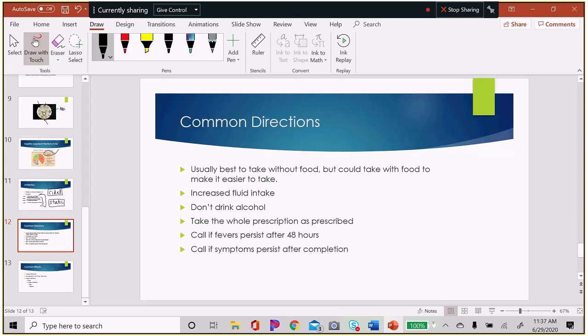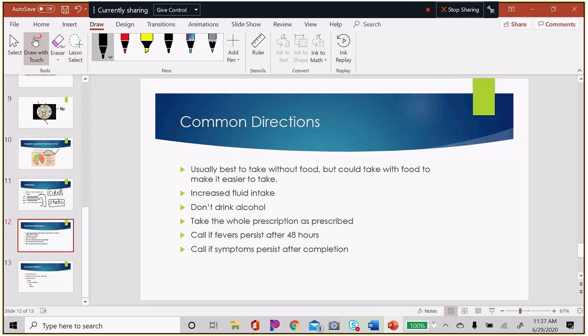So if the choice is between not taking the antibiotic or taking it with food, then it's always best to take it with food. So if the patient cannot tolerate it taking it on an empty stomach, it is okay to take with food, although it's not preferred.